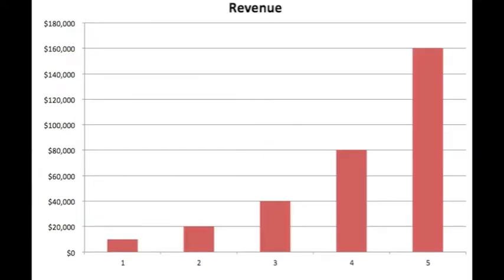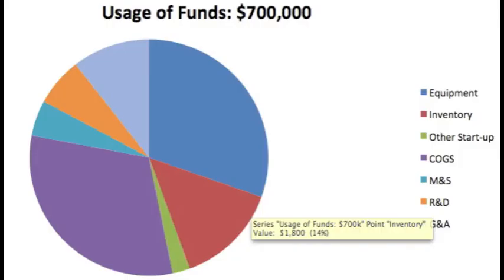The second chart would be revenue, and it's strictly revenue. We pointed this out because we want to show an exponential trend, and as we go up to year 5, we can show a significant revenue, and that's based on calculations in our financial dynamics workbook.